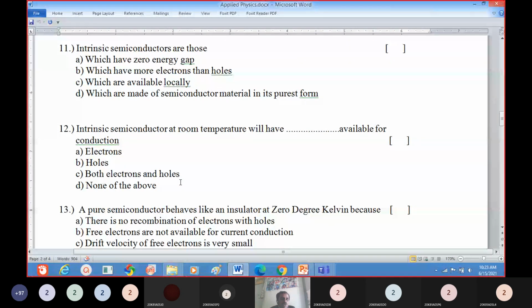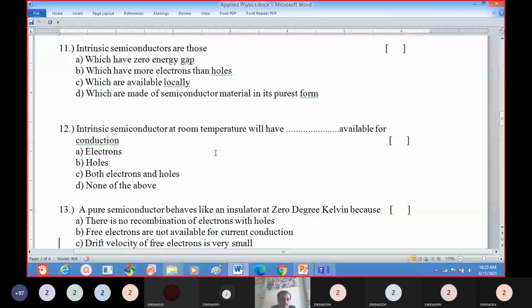But the number of charge carriers will be less. The number of holes and electrons will be less at room temperature. If you increase the temperature, those charge carriers also increase. Now, next one, the 13th one.